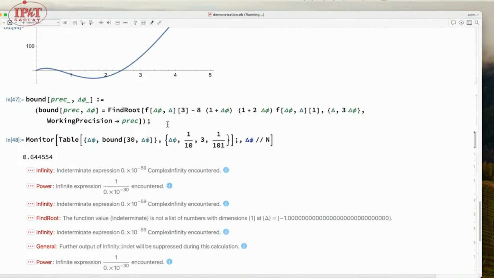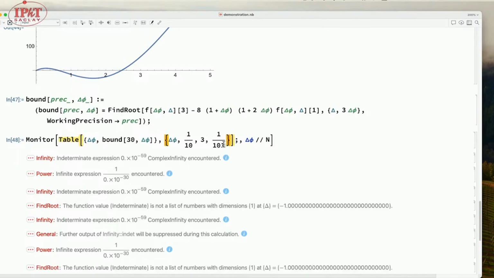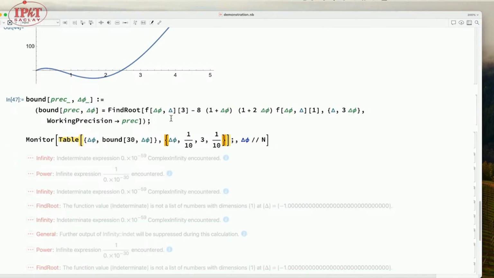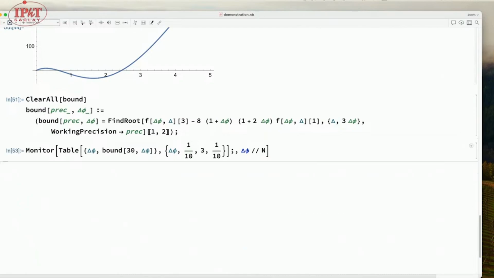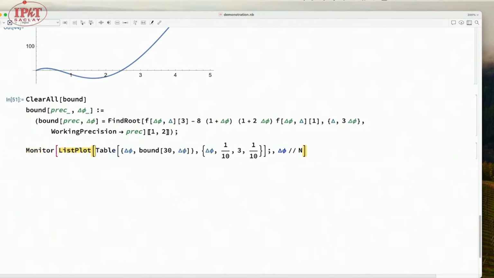1/101 instead of 1/10. Oh, okay. It's going to take a little bit longer. Also, I think I want to, because the output of find root is some list, take the first element. I mean, this just produces the actual number. Okay, and let's look at what it looks like.